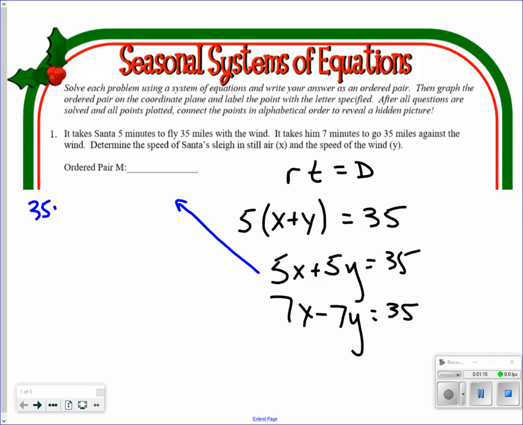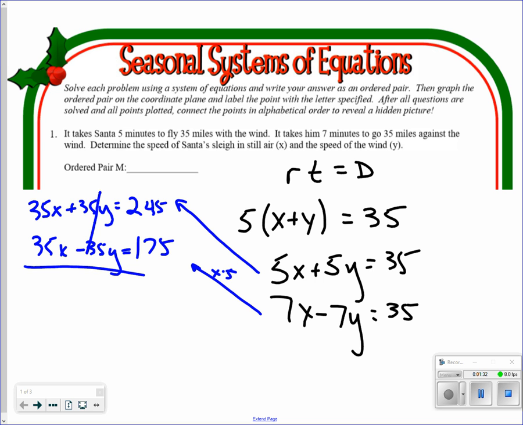So 35x plus 35y equals 245. And then I'm going to multiply the bottom one by 5. And so I get 35x minus 35y equals 175. So the y's cancel. 70x equals 420. Divide by 70, x is 6.